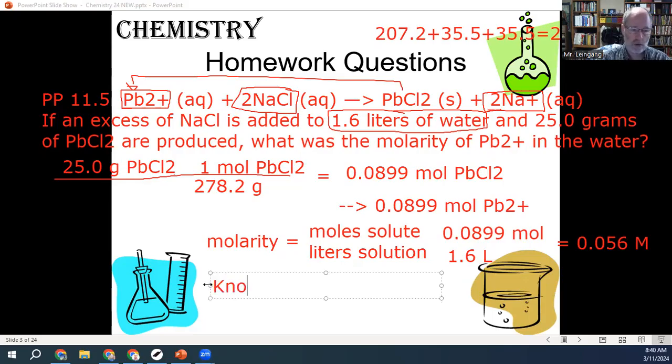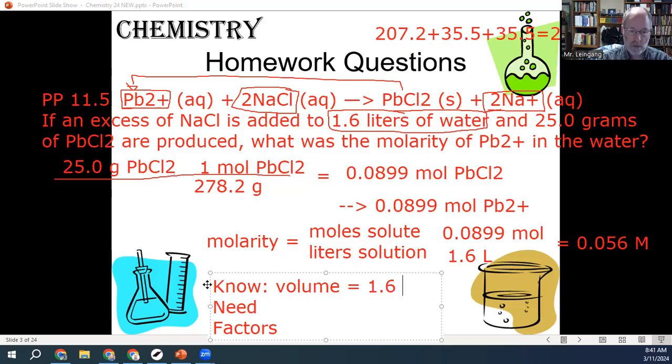What do I know? What do I need? And what factors in chemistry will get me from what I know to what I need? And if you're going to write out what do I know, you'd say, well, I know the volume, 1.6 liters, right? And I know the mass of PbCl2 is 25 grams.